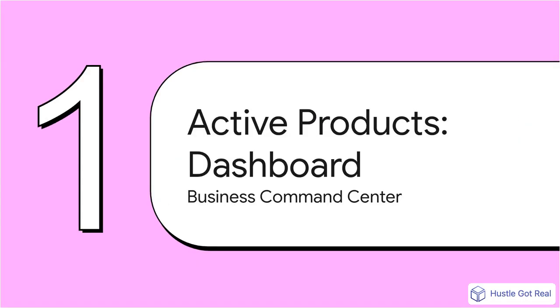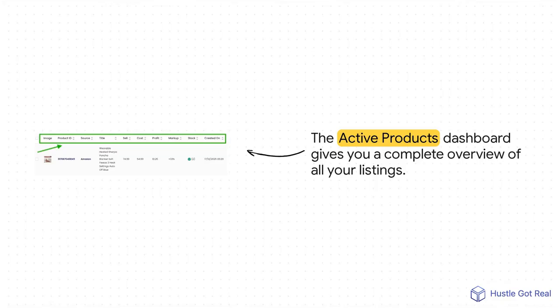All right, first stop, the active products dashboard. I want you to think of this as your mission control, your business's command center. It's where you see everything that's happening from a bird's eye view. This screen is your 30,000-foot view. Every single product you've got active is laid out right here, giving you a complete overview of your entire product fleet. Honestly, every decision you make, every edit, it all starts right from this screen.